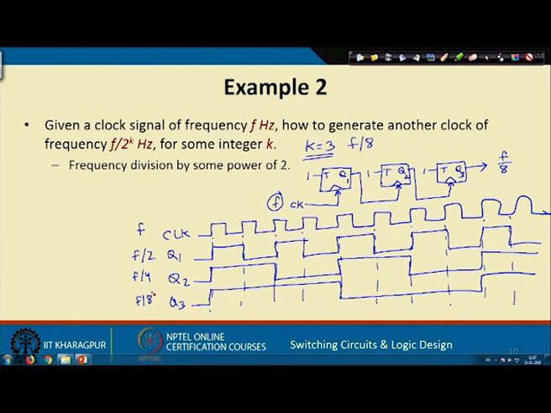So, you see, just by using a chain of T flip flops, we can very easily divide an input clock frequency by any arbitrary power of 2. These are very interesting features of a flip flop, of a T flip flop in particular, that are very useful whenever we want to generate specific timing signals with some frequency relationships with respect to an original signal.